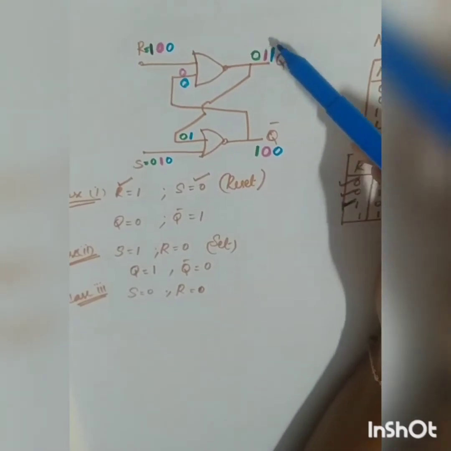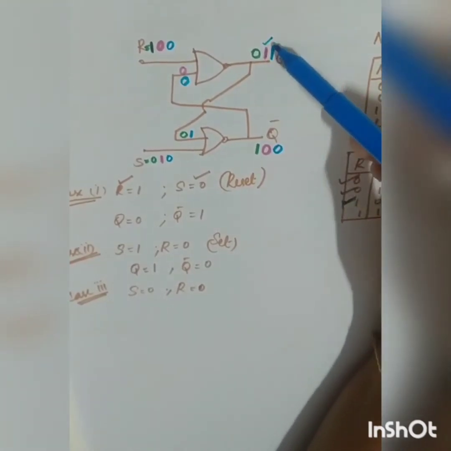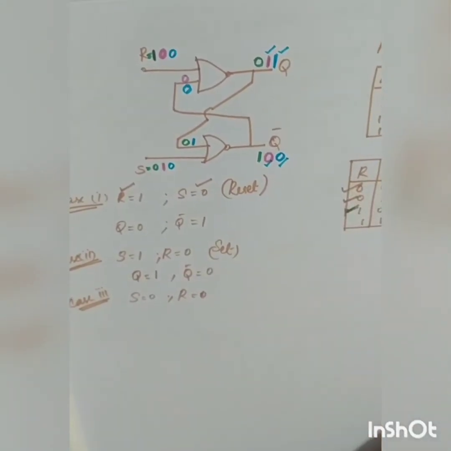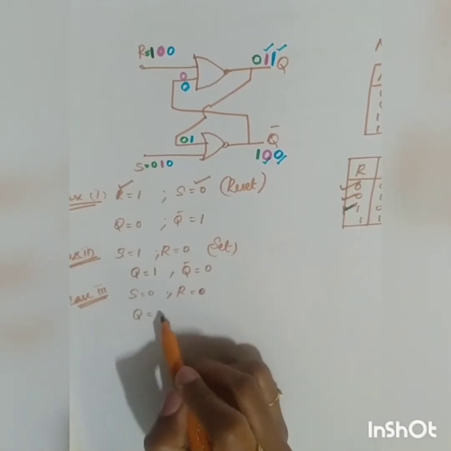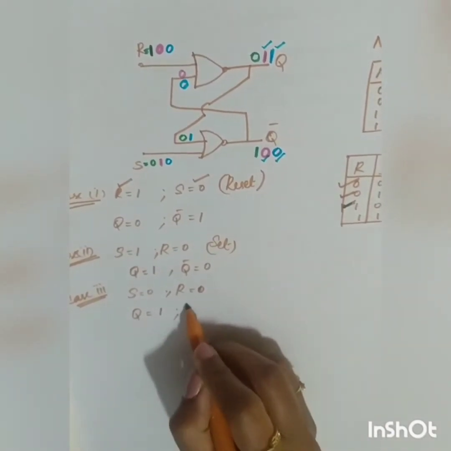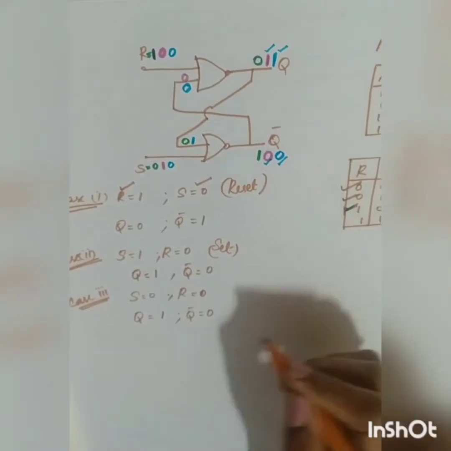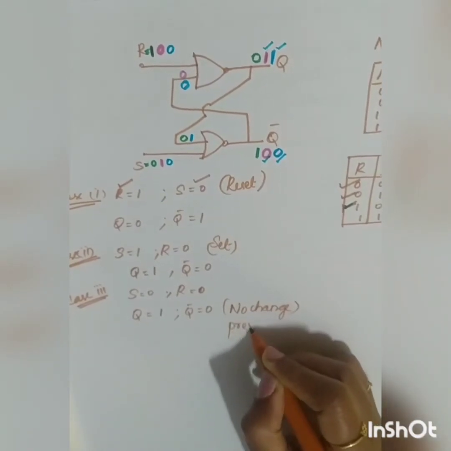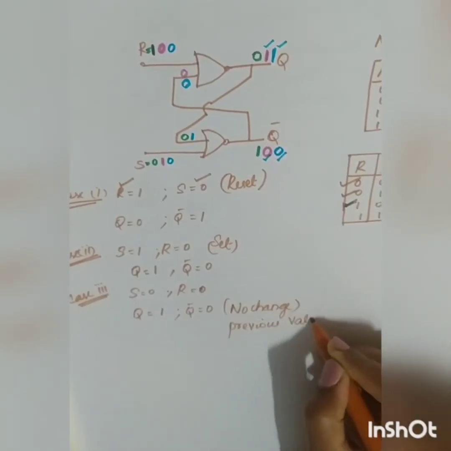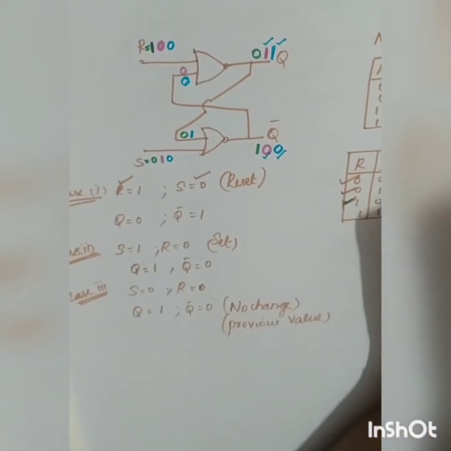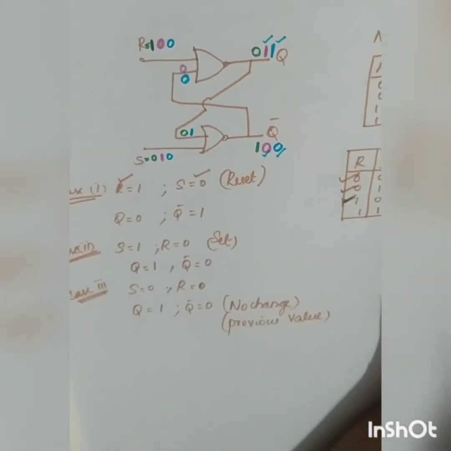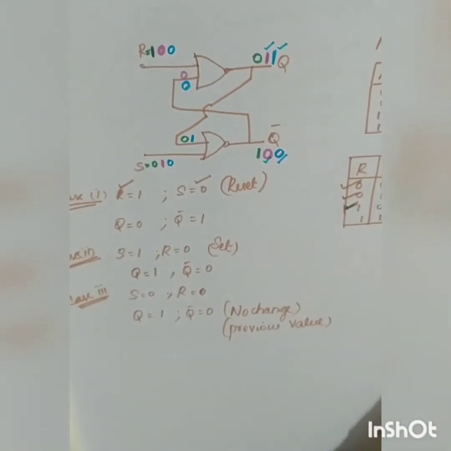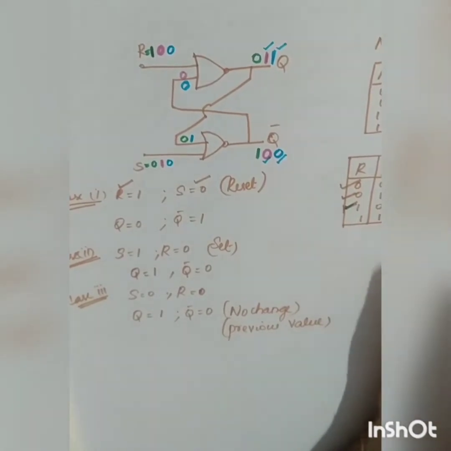1. That is, here the previous state was 1, and now the present output is also 1. Previous output was 0, the present output is also equal to 0. That is, Q is equal to 1, it is remaining in 1, and Q bar is equal to 0. Means what? There is no change in the output, or it holds the previous value. So it is called previous value or no change in the output. It remains in that same value. So these are the three output conditions.